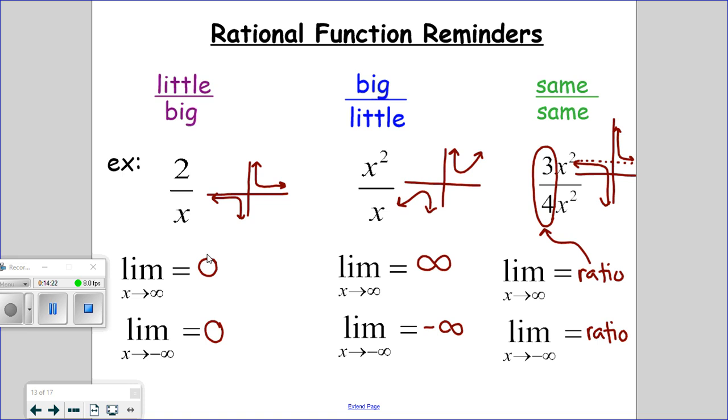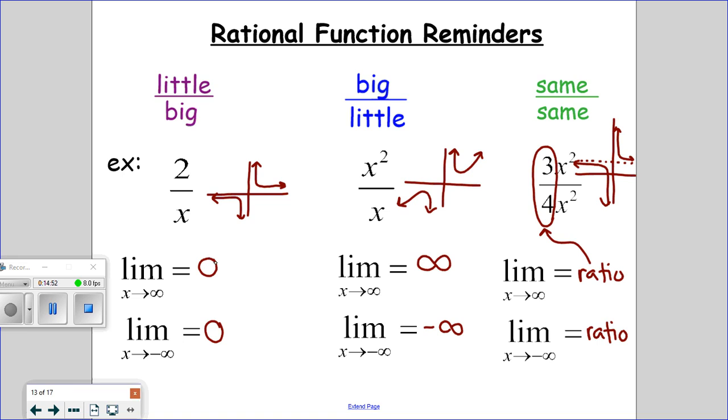Okay, so tie that to our horizontal asymptotes that we just had on the last page. We have a horizontal asymptote if the limit, as we head to the right or the left, is some number, right? Well, remember 0 is a number, so these would have horizontal asymptotes. Is infinity a number? No. Ratio is going to be some number. So you can see same exponent top and bottom are going to have a horizontal asymptote. Little over bigs are going to have horizontal asymptotes. Big over littles are not.